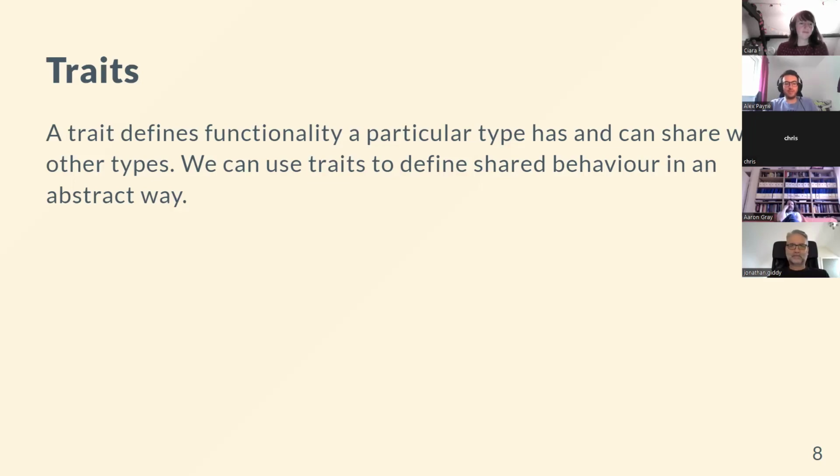Well, the Rust book gives us this definition. A trait defines functionality that a particular type has and can share with other types. We can use traits to define shared behavior in an abstract way. So we can almost think of them as analogous to interfaces from OO languages.